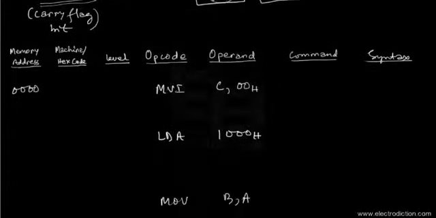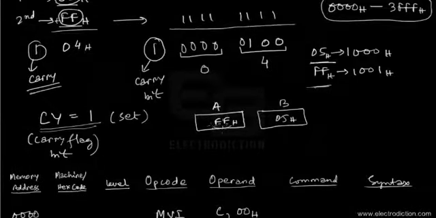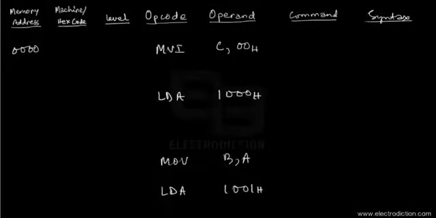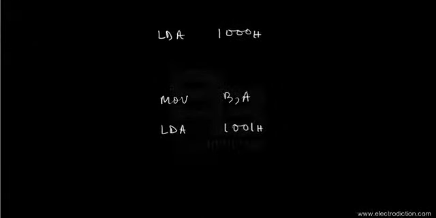We've seen that in the previous tutorial, of course. And now once again, LDA 1001H. This time register A is going to have the data FFH. Now that both the data are loaded, what we need to do is add them up. So we go forward and execute the add instruction: ADD B. There you go.